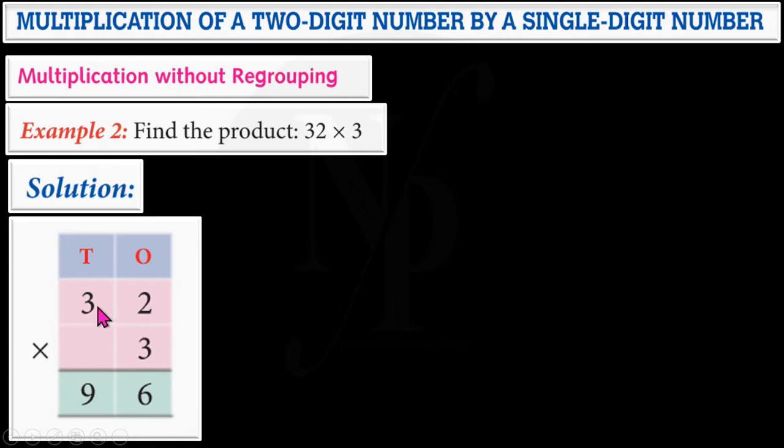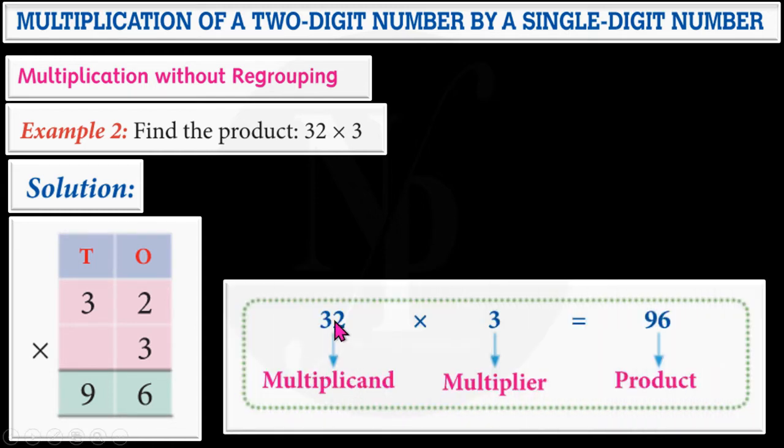And what are these numbers? 32 and 3 are called, so here the number 32 is called multiplicand and the number 3 is called multiplier, and the answer we get after multiplication is called product. Remember these terms. The number being multiplied is called multiplicand, and the number by which we multiply the other number is called multiplier, and the answer we get after multiplying the numbers is called product.